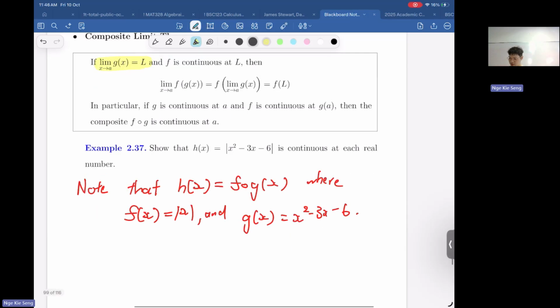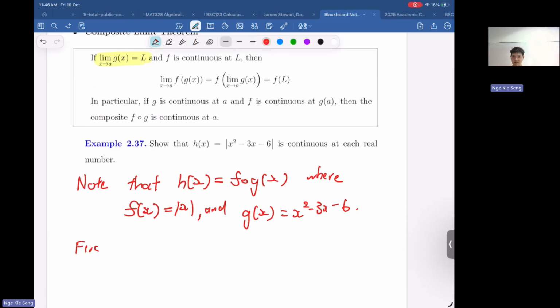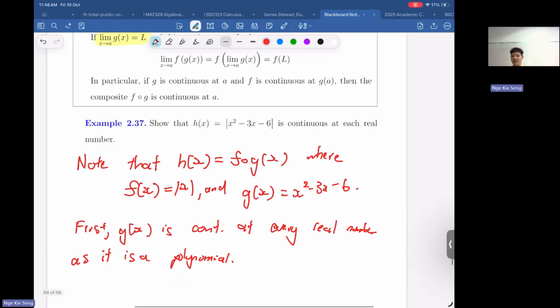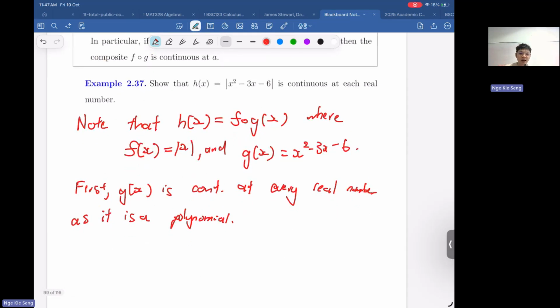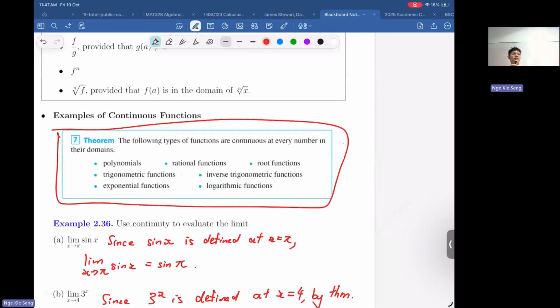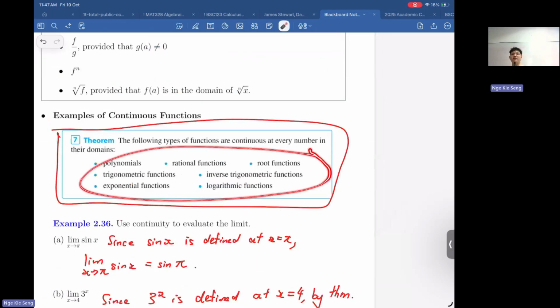Okay, so can we write it down? So first, g(x) is continuous at every real number as it is a polynomial function. Okay. So then we need to check whether f(x) is continuous at all these points or not. But the absolute value function doesn't lie into any of these categories, right? We didn't talk about piecewise functions here.